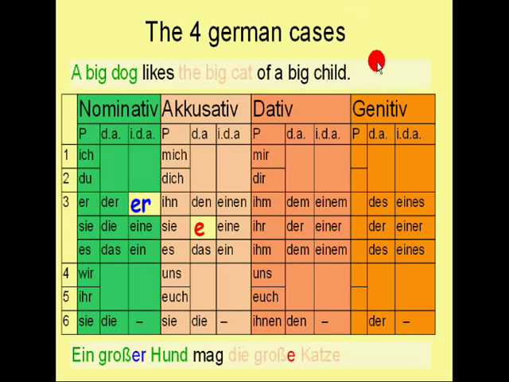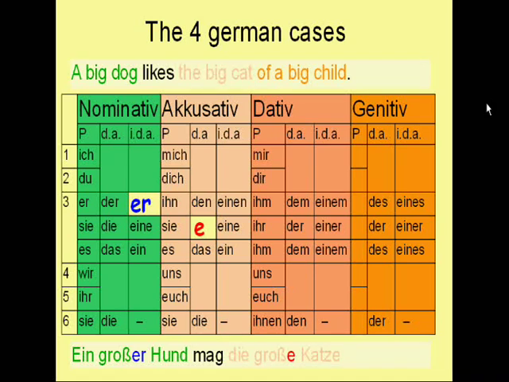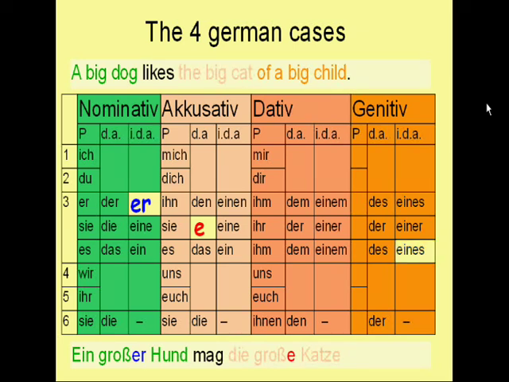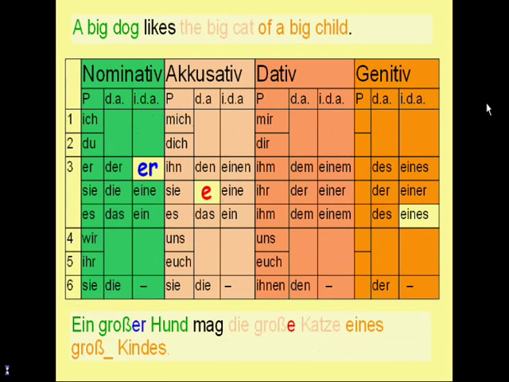Now, what about the rest of the sentence, of a big child? The big child is now the possessor of the cat, right? So this means that the big child is now in the genitive case. Remember that the big child was neuter. So in the genitive case, the indefinite article for the big child is now eines. The sentence therefore continues with eines Großkindes. And why do I say Kindes?